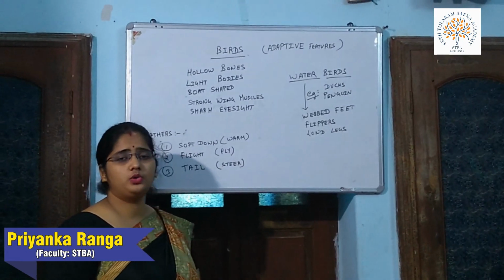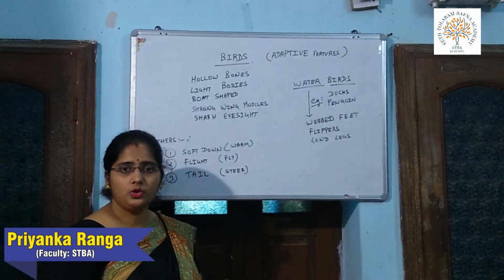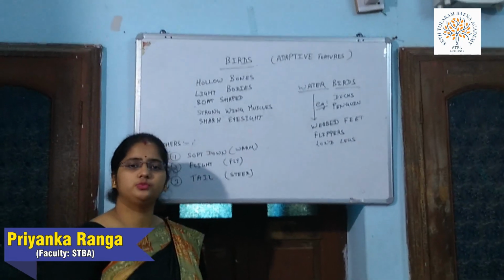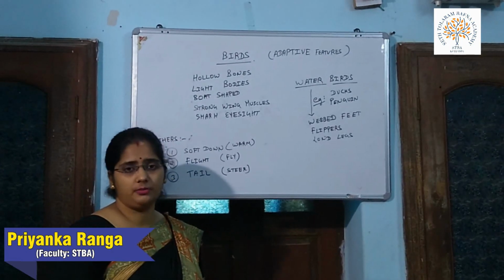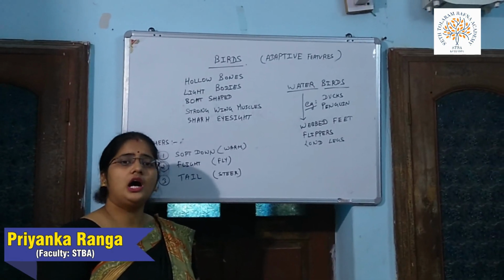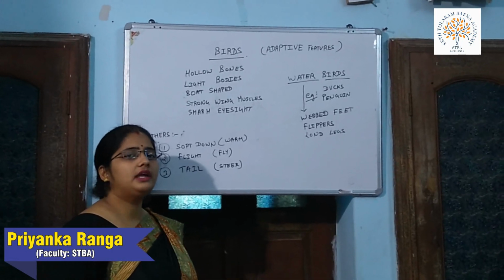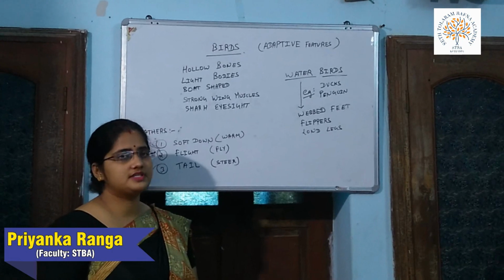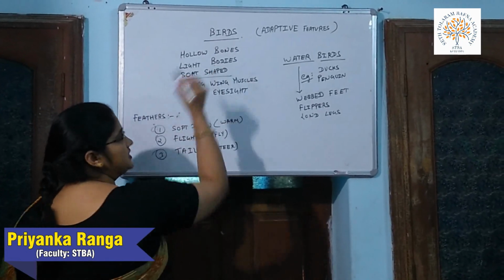Now we will talk about the birds. You all know birds can fly in the sky. So what are the adaptive features? What are the features of the birds which make them different from us? How can they fly, how do they get their food in the sky? According to these, the main adaptive features of the birds are that the birds have a boat-shaped and light body.